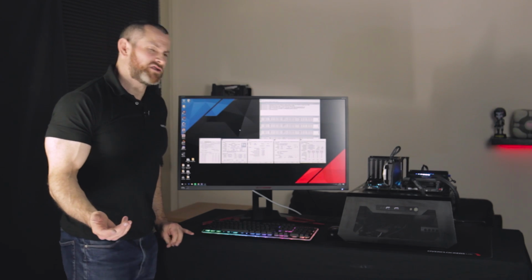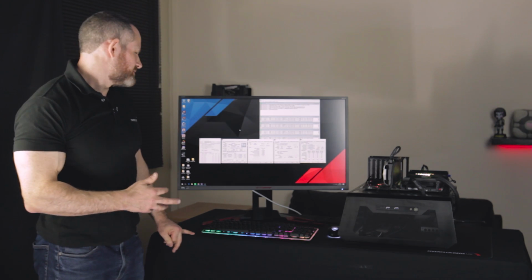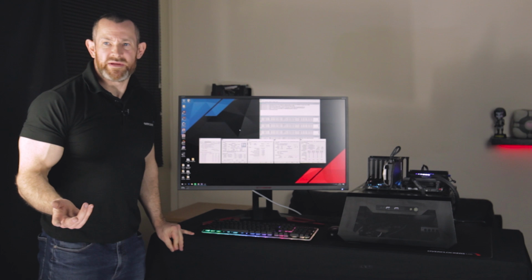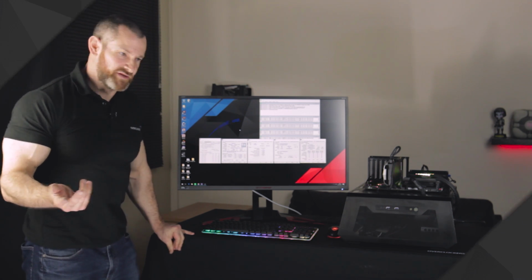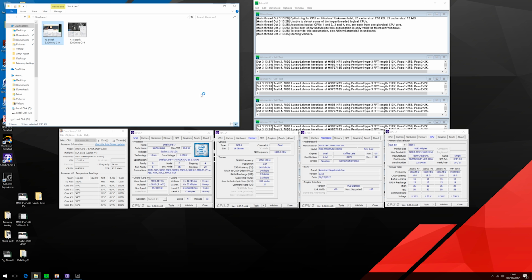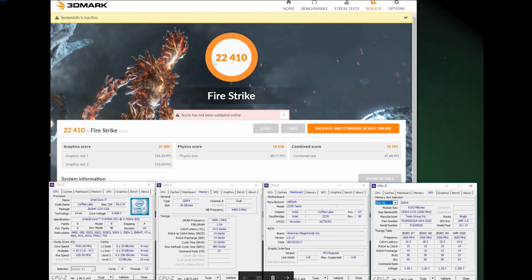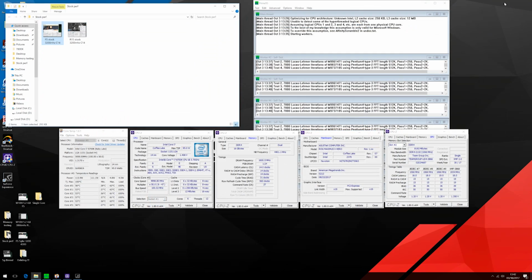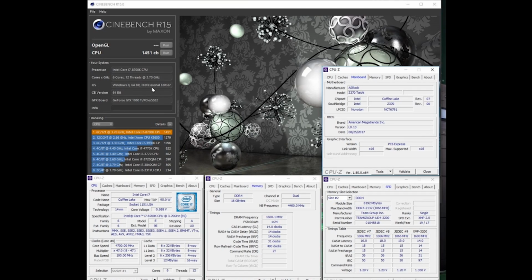Okay, so now we've discussed a little bit about memory and we've discussed about IPC. Let's just check out the stock performance of the CPU. So the stock testing, stock Firestrike, which is a game simulation bench, you've got 22410 with the CPU clocked at stock with the memory XMP 3200. And the R15 stock test, 1451 Cinebench points, again completely at stock.